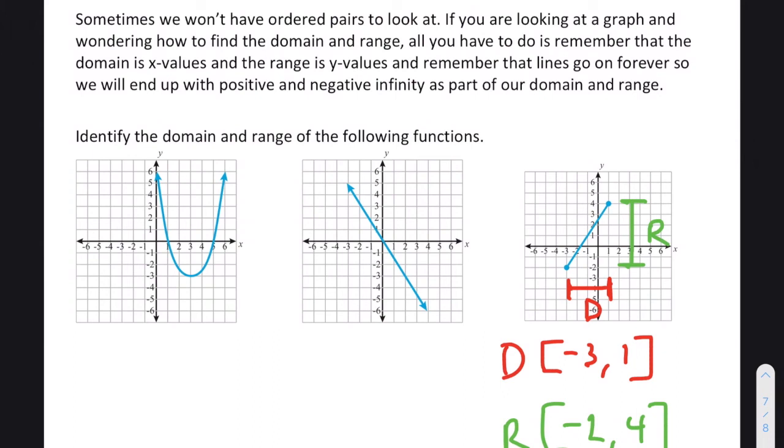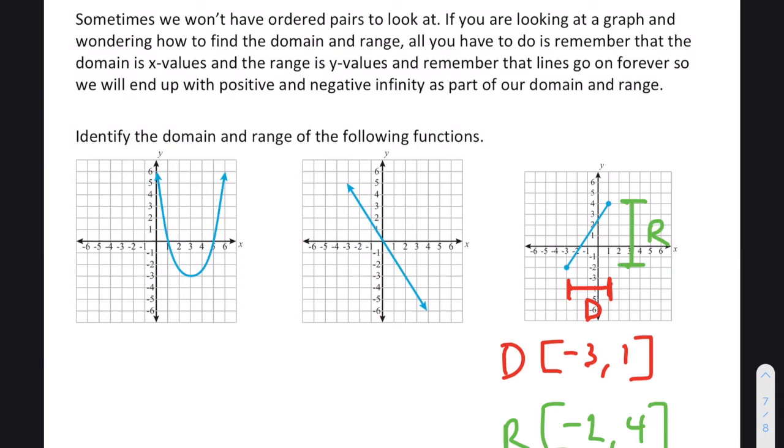Okay, so sometimes people get a little confused about this. I'm not exactly sure why, but just remember that it's x values for the domain and y values for the range, and you should be okay. All right, I'm going to go to the middle one next.